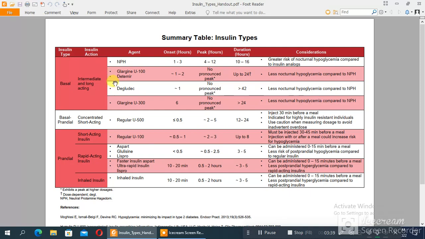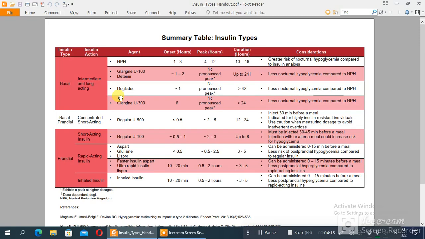And in the long acting insulin categories we have insulin glargine U100. It's very famous, available with the name of Lantus, and detemir from Novo Nordisk, and onset time is from 1 to 2 hours. Peak plasma levels, they have no specific time in that category, and their total duration of action is up to 24 hours. And the advantage is that they cause less nocturnal hypoglycemia compared to NPH insulin.